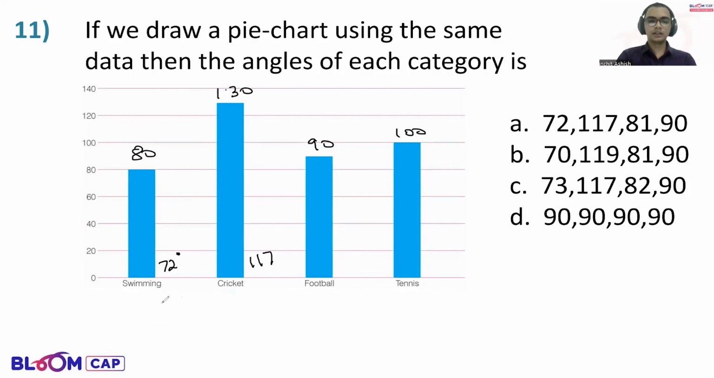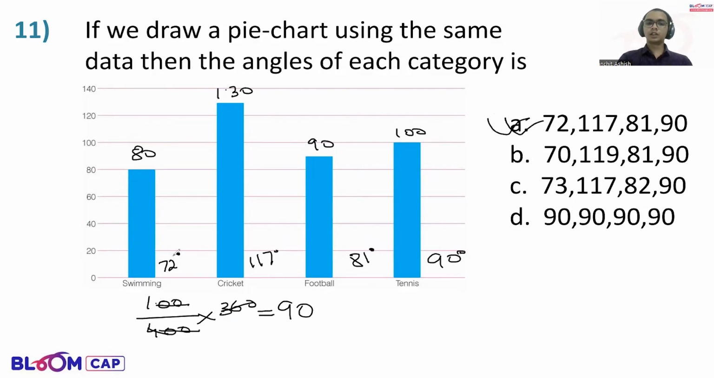Let's solve for football. It's 90 upon 400, the total, into 360. Right? We can again cut everything. 4 9s are 36. This will give you 81 as the answer. 81 degrees. Now, let's solve for the last one. Last one is saying 100 divided by 400 into 360. You can cut 0 from 0 and this will give you 90 as the answer. So option A is the correct one.